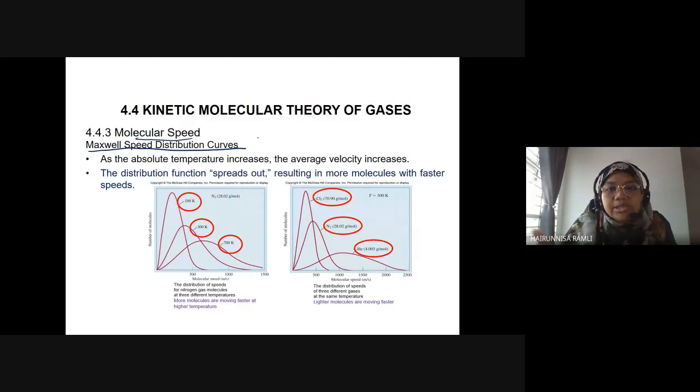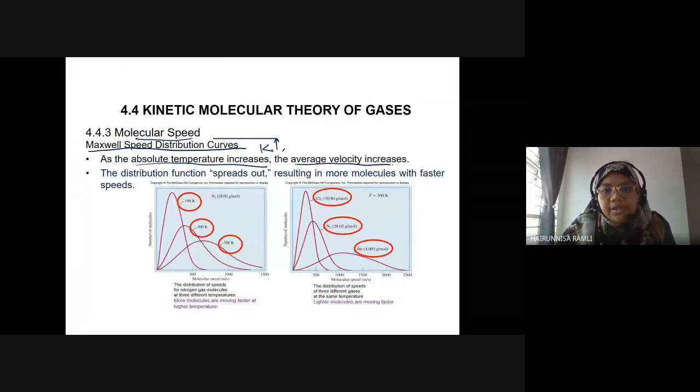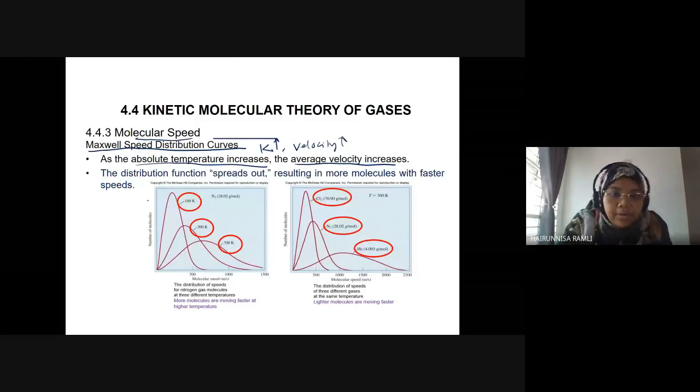Okay, so ada dua jenis curve kat sini. First, you must know that absolute temperature increase, K lah kan. Kalau dia increase, the average velocity also will increase. So velocity average will also increase. Okay, so kita tengok dulu graf yang pertama on the left side.